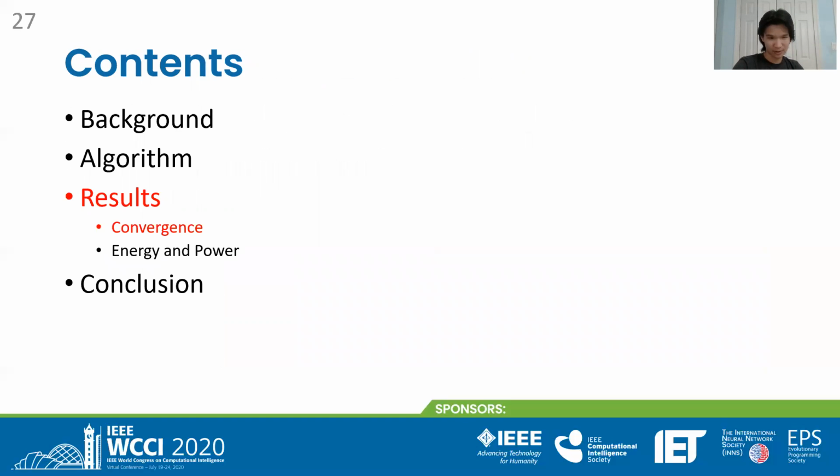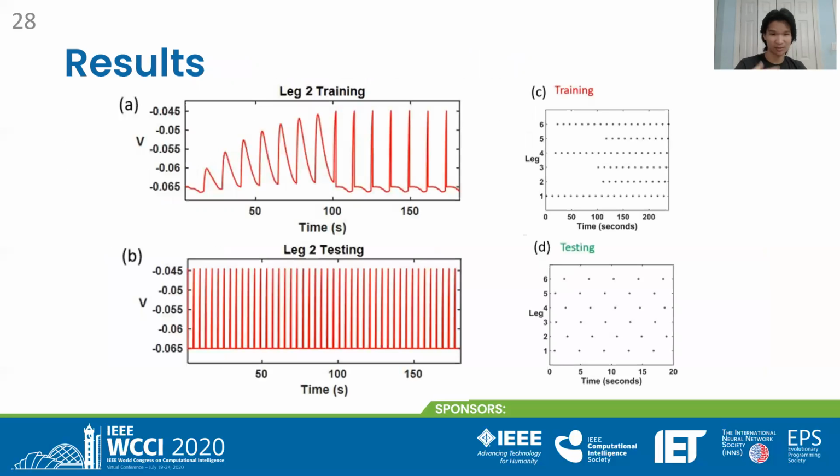So the results. First I want to focus and demonstrate the convergence, where in figure A right here on the upper left, you can see that in the first 100 seconds, the voltage is unsure, where it's oscillating slowly and it's seeing the pixels, but it's like, I'm not sure if I should be moving this leg yet. But as time goes on, it's more and more sure that I should be moving this leg.